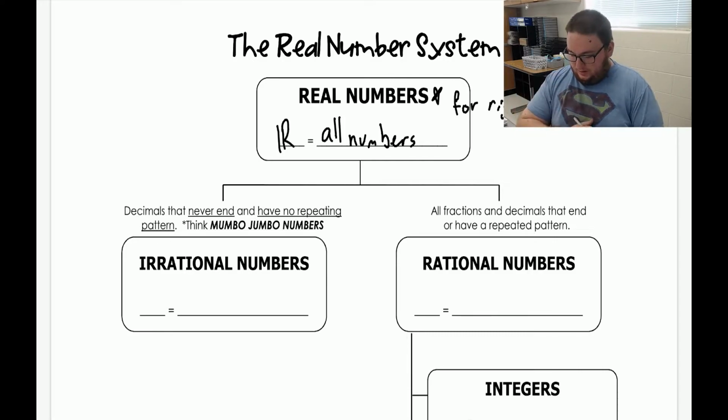Then, if we have numbers other than the real numbers, we can break them into two different categories. They're either irrational or rational. And the difference is, irrational numbers are numbers like pi. Pi is irrational because its decimal just keeps on going.